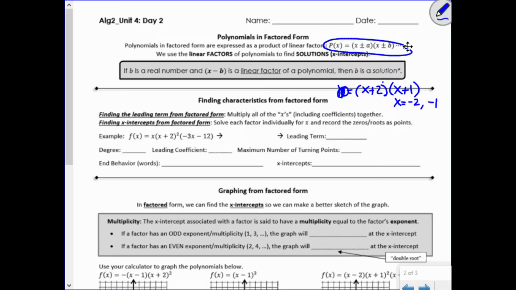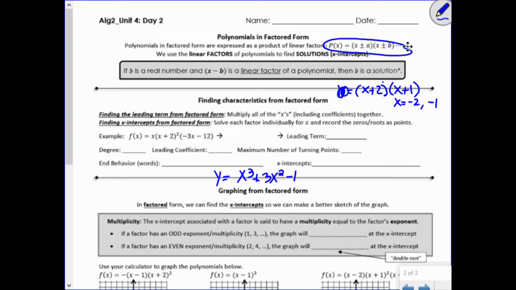Alright, so we're going to find the same stuff that we did last class: the degree, leading coefficient, turning points, and behavior, all that same kind of stuff. But it's a little bit different how we find that when it's in factored form. So think back to day 1, when it was, for example, x cubed plus 3x squared minus 1, something like that.